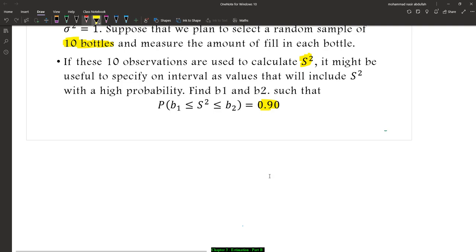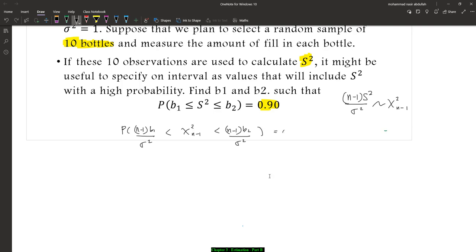Based on theorem number 3, n minus 1 times the sample variance divided by sigma squared has a chi-squared distribution with n minus 1 degrees of freedom. The reason we use this is that we are measuring based on the sample variance. It is the same method as we did before. So we have n minus 1 times b1 divided by sigma squared, which is a chi-squared with n minus 1, and likewise n minus 1 times b2 divided by sigma squared. This probability is equal to 0.90.